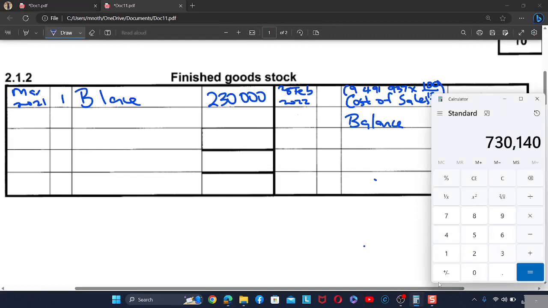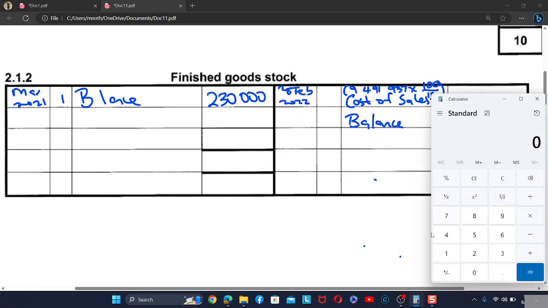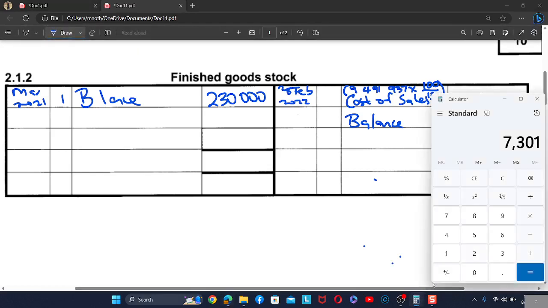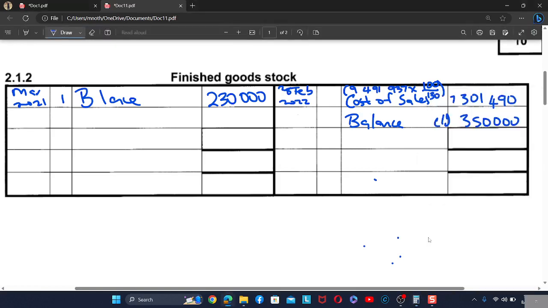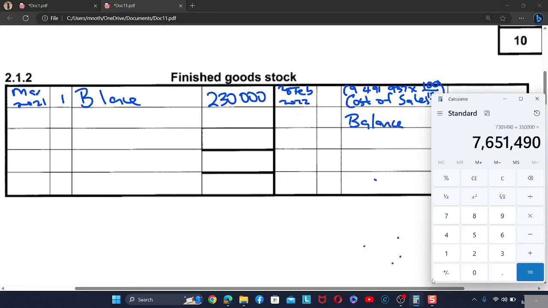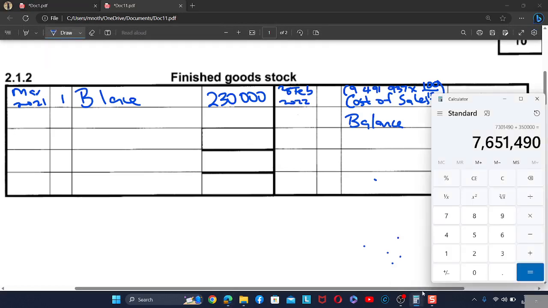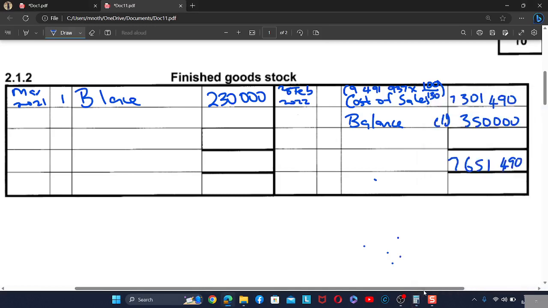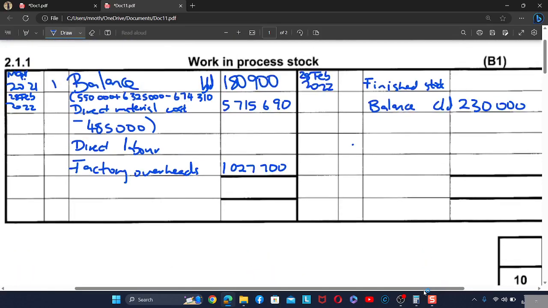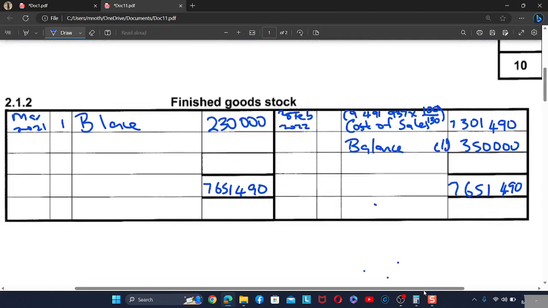7,301,490 plus, it's not like this, 7,301,490 plus 350,000. That is 7,651,490. Right? 7,651,490. Because we know that when you are transferring the finished goods stock from the work in process, it must come here and increase the finished goods stock. But in this case, it was not given, meaning that we have to find it ourselves.